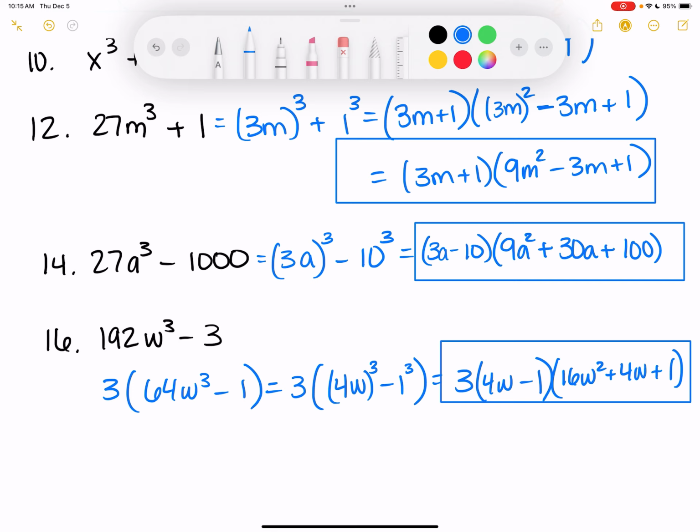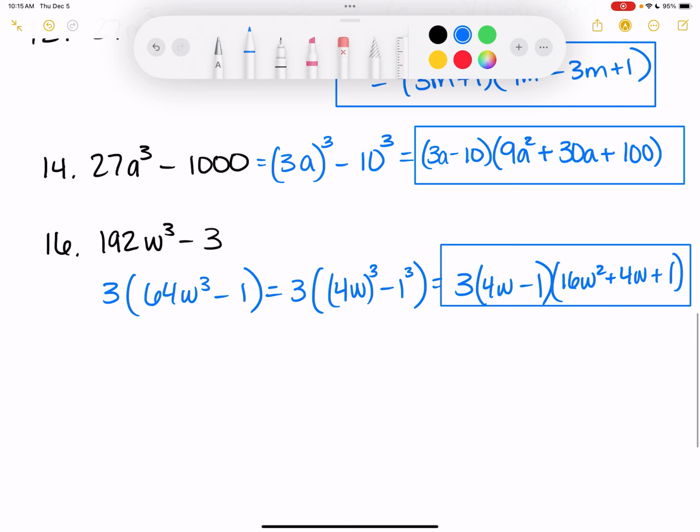So it's kind of funny that they teach this after we've done factoring. You would think that they would start off with it. Yeah, I don't know.